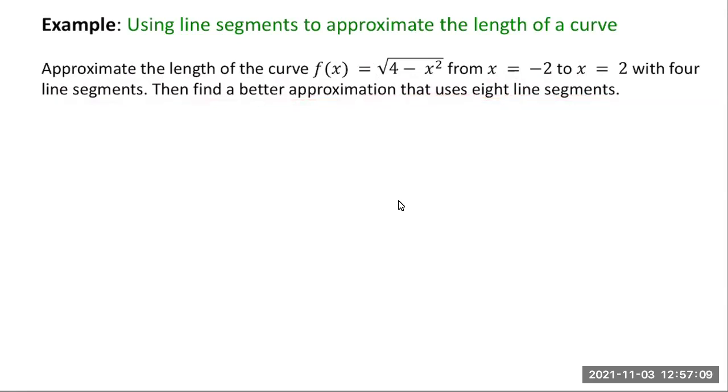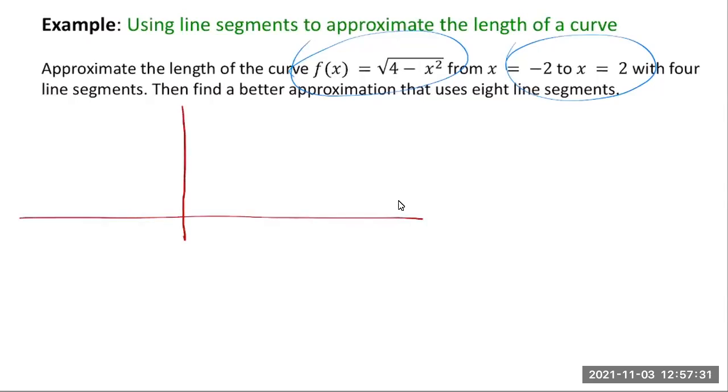First of all, notice that this is the upper half of the equation of a circle of radius 2 centered at origin. We have seen this one before many times. So if you graph this one on the interval -2 to 2, you will get a graph like this. On the interval -2 to 2, it will be a half circle like this.